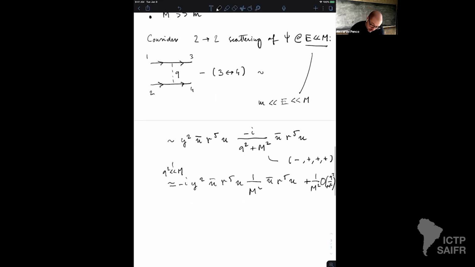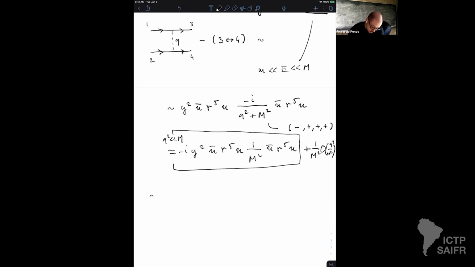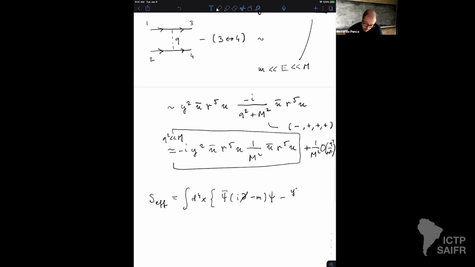Now, if we look at this amplitude here, at this order, we could have obtained this also from an effective action that only involves the fermions and has the following form: the standard kinetic term, and then a quartic self-interaction. Okay.